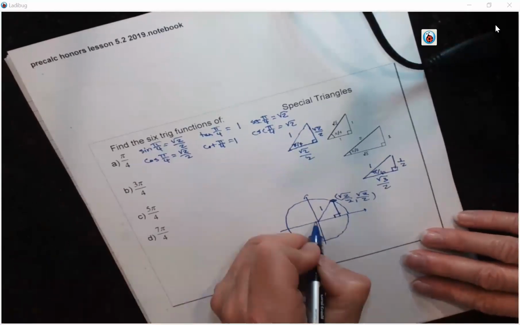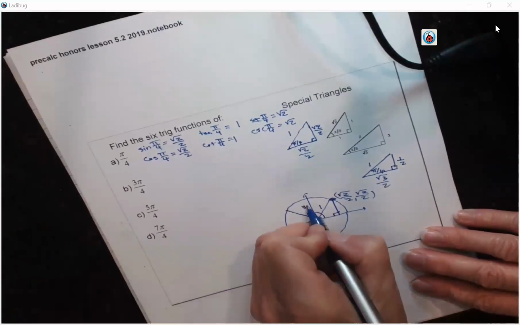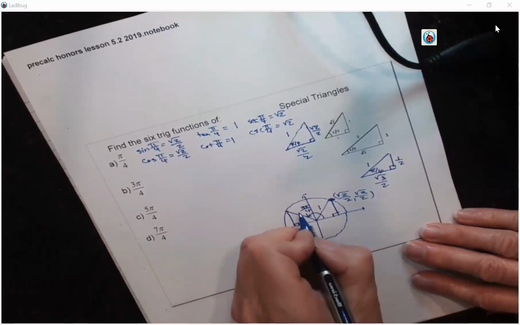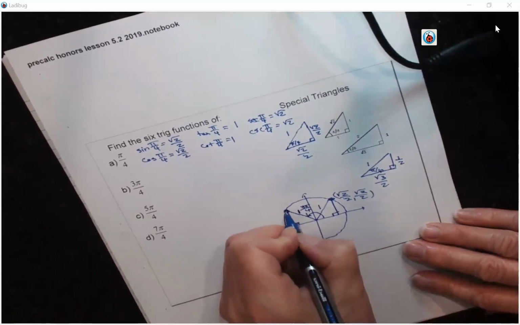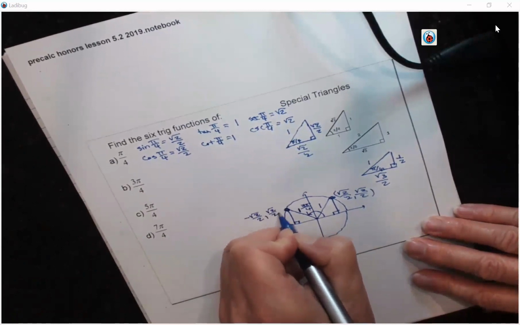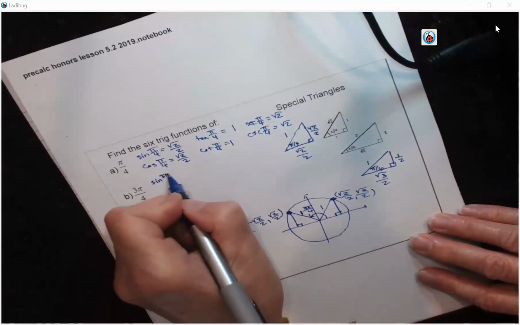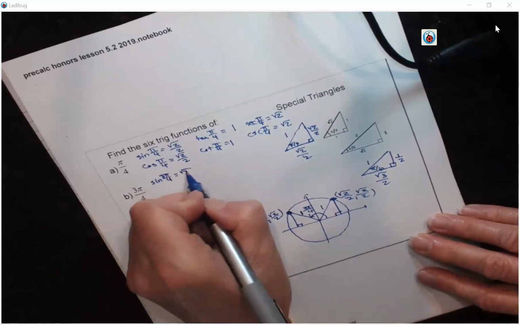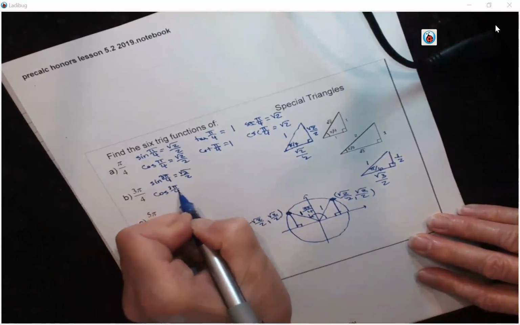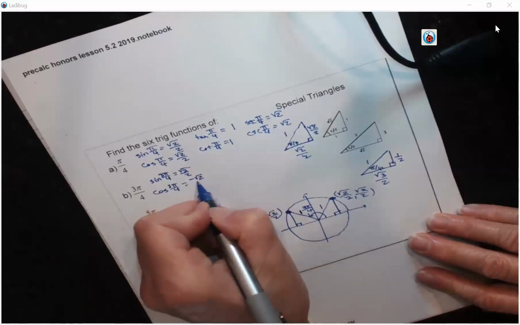What happens if we get into 3 pi over 4? That would be this one right here. Again, we still have a 1 on the hypotenuse. The x coordinate is negative. The y coordinate is positive. So the sine of 3 pi over 4, the y coordinate there, is root 2 over 2. The cosine of 3 pi over 4, though, is negative. The x coordinate there is negative. You can see that. So I have negative root 2 over 2.